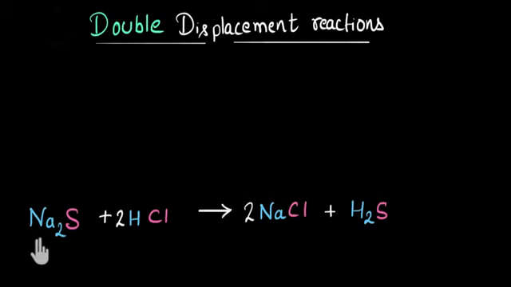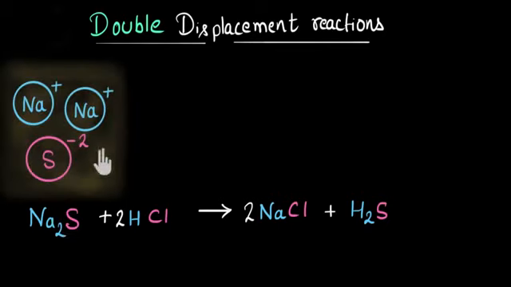Here I have sodium sulfide, Na2S. If I put this in water, meaning I'm taking an aqueous solution of sodium sulfide, then this molecule is going to dissociate or break down into its ions. I will get a sodium ion and a sulfur ion, something like this. Here I'll get sodium ions and a sulfur -2 ion.